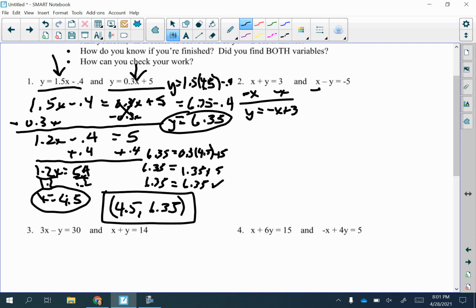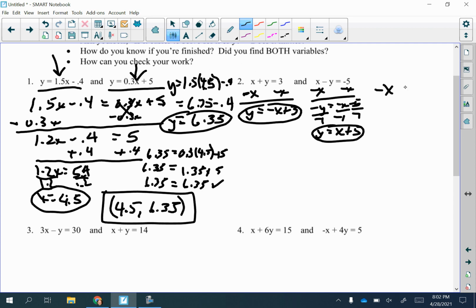And the second one, if I subtract the x from both sides, I get negative y equals negative x minus 5. And I've got to divide everybody by negative 1 because we have to solve for y. So y equals x plus 5. So now we took our two standard forms and put them into slope-intercept form, y equals mx plus b. Now set them equal to each other. Negative x plus 3 equals x plus 5.